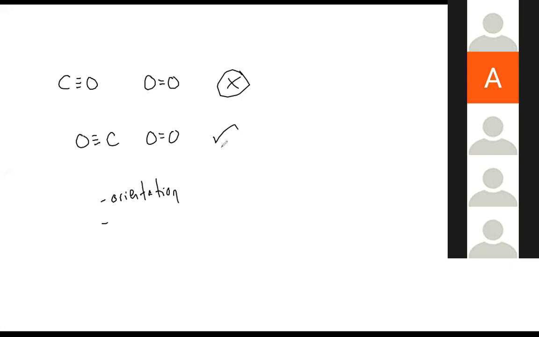And then let's see, Ms. Skolma, can you tell us what else matters about collisions? Not only do the particles have to collide with the correct orientation, they also have to collide with what else, Ms. Skolma?